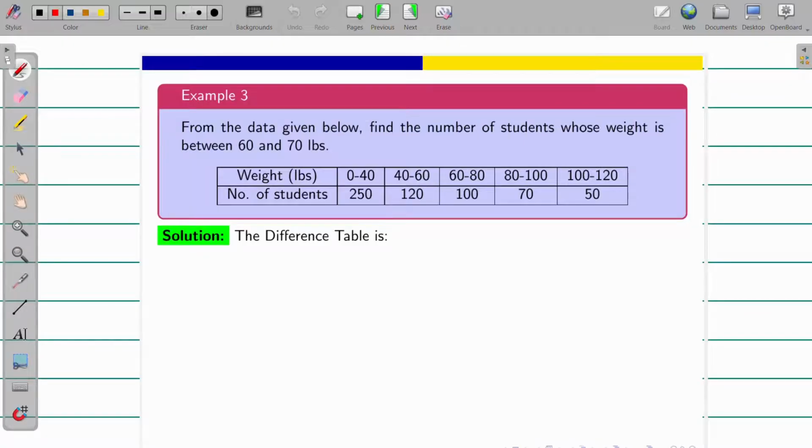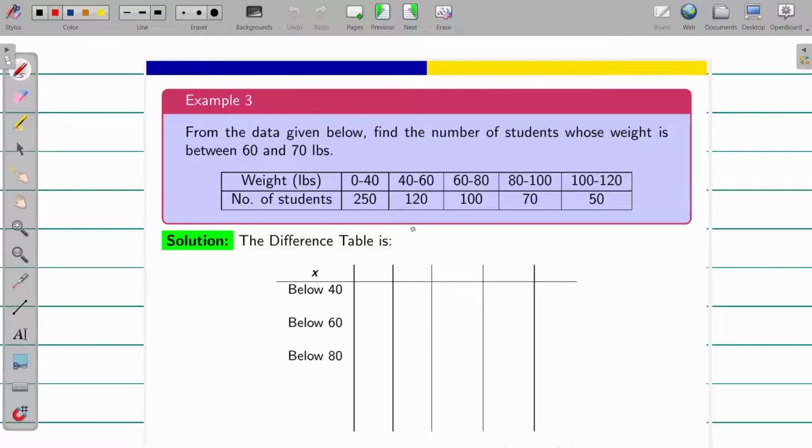First, we'll find the difference table. Here they have given 0 to 40. If we take it like that, we can't find H and we can't continue. That's why up to 40 is 250, and up to 60 will be up to 40 plus 60 to 80, that is 250 plus 120. Similarly I'm going to find everything. You can use the word below 40 or up to 40. Below 40 is 250. Below 60, what will it be? It will be 250 plus 120.